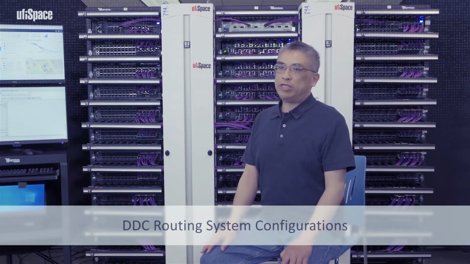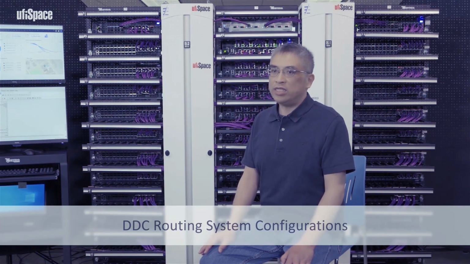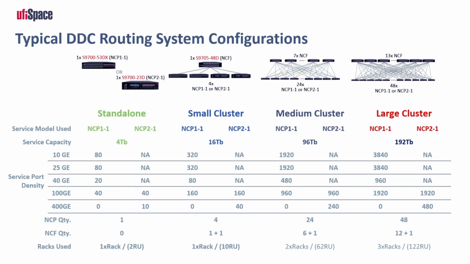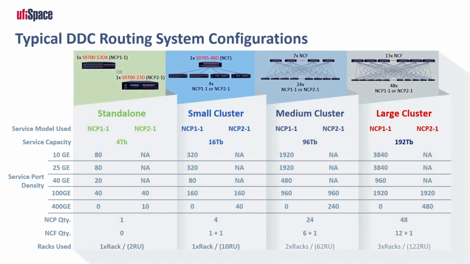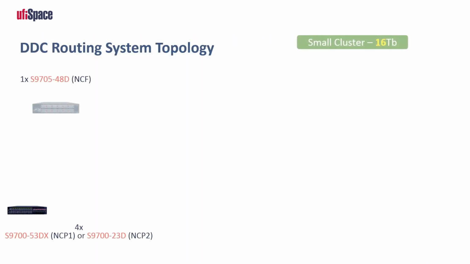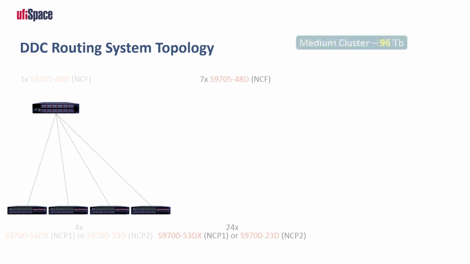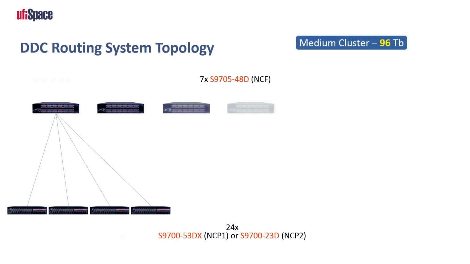From a scalability perspective, this is the most compelling reason why DDC has caught a lot of attention in the industry. As I mentioned before, this design is a pay-as-you-go model. So in a nutshell, it can scale from a standalone unit supporting switching capacity of 4 terabits all the way to 192 terabits of switching capacity. As you are starting your design in the central office or in your core data center, you can start with a small cluster, made up of one fabric and up to 4 line cards, which can give you up to 16 terabits of switching capacity.